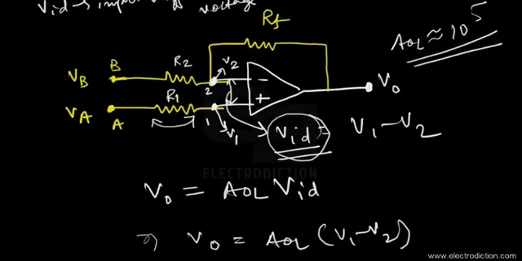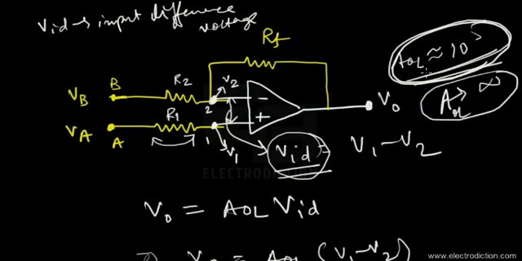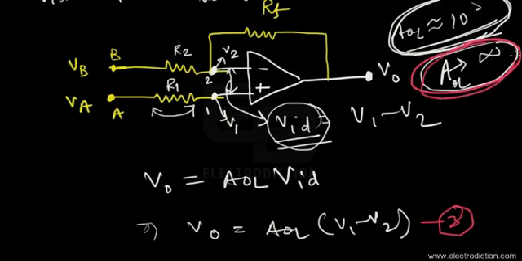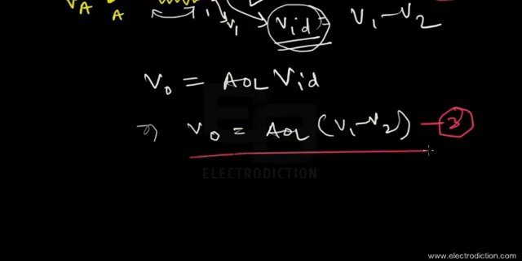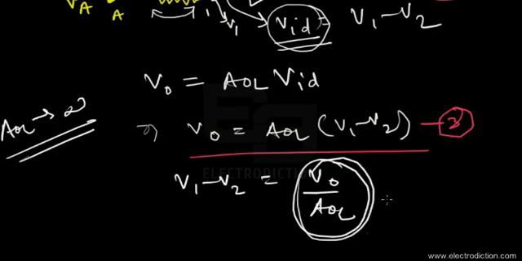Now if we look at the gain once more, you see that the gain is so immense, so large, that it can be approximated theoretically as the open loop gain tending towards infinity. If we put this condition in equation 3, we obtain V1 minus V2 equals VO by AOL. Now if we put the open loop gain of the op-amp tending towards infinity, the whole thing, VO by AOL, would tend towards 0.